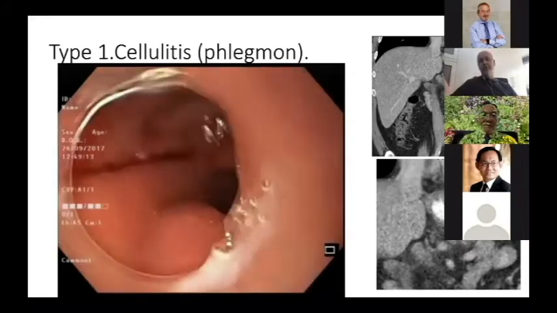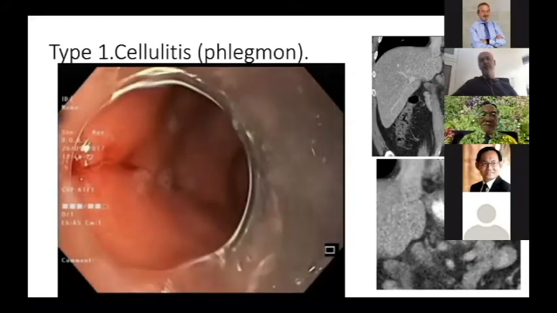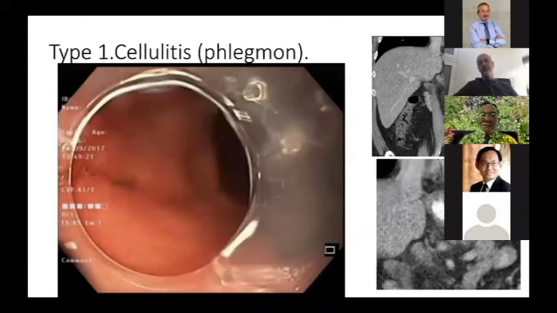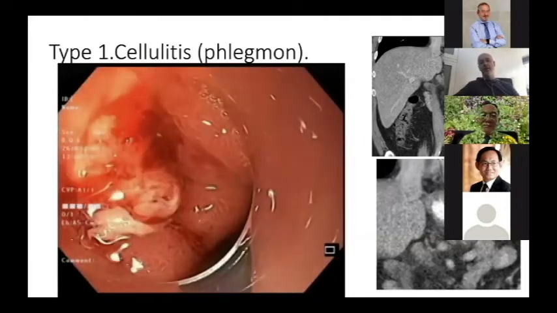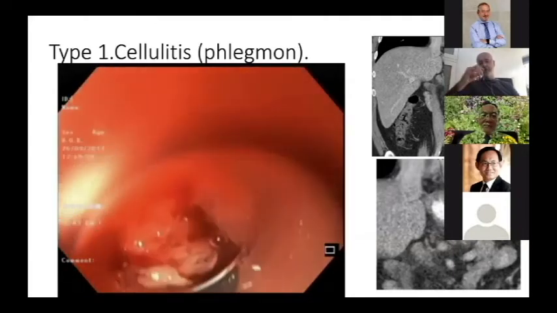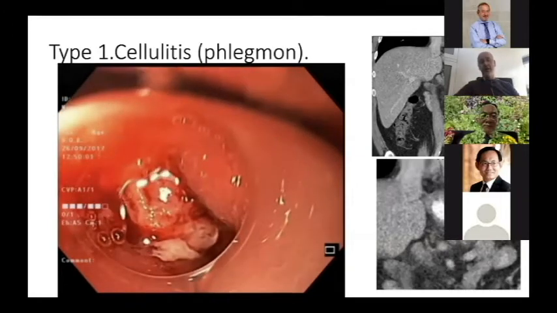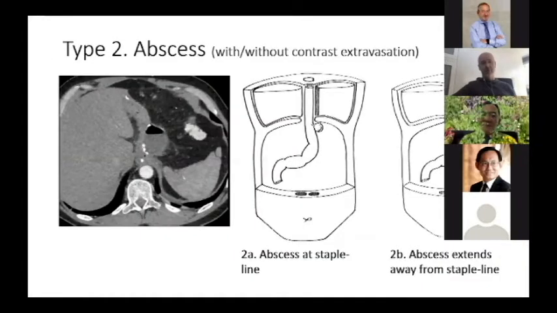The first type of leak that you might get, which is a relatively simple one, is really just cellulitis or a phlegmon. I'd still like to endoscope these patients just in case there's a small abscess there. And you can see I've got a cap on the end of the scope. And the cap allows you to really get a good look at the staple line. A lot of times when surgeons endoscope patients, they don't see the hole because it's at the side. And a cap on the end of the scope allows you to see the hole very well.